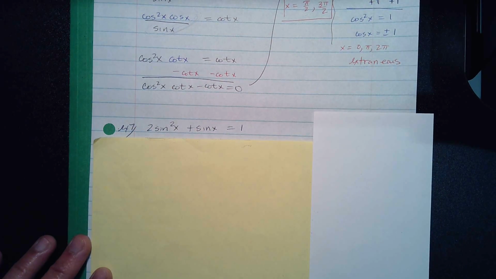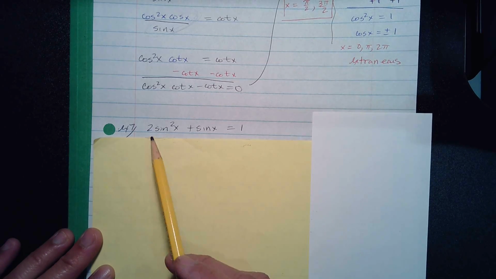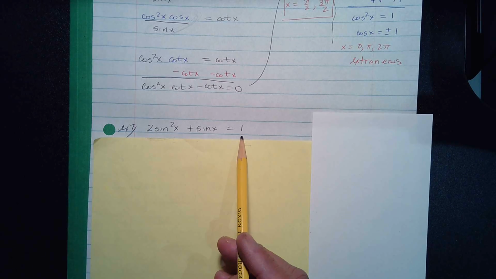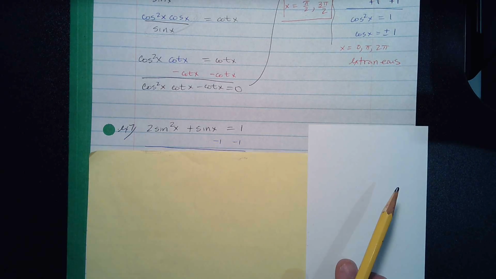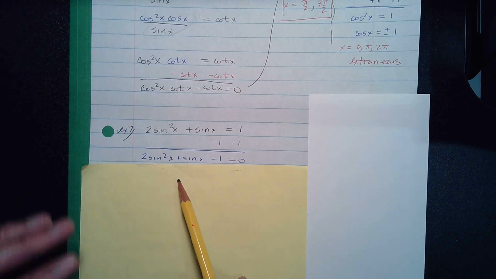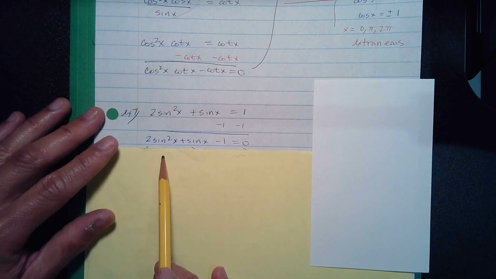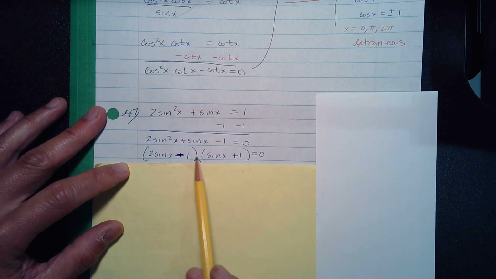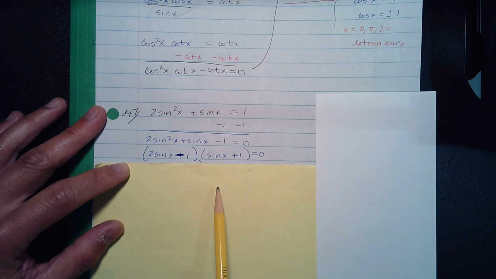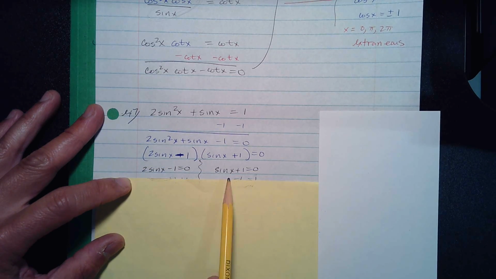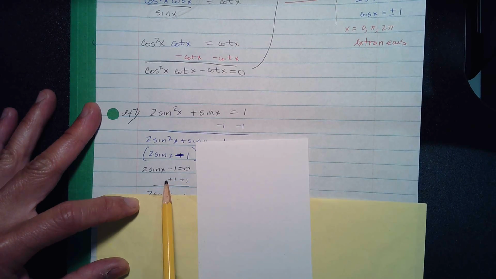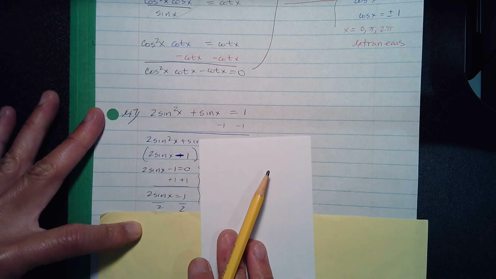Example 7, again, solve. I notice we have a quadratic term, a linear term, and a constant. Well, subtract 1 from both sides. Here's our quadratic trinomial. We'll factor: 2 sine x minus 1 times the quantity sine x plus 1. Set each factor equal to 0. Add 1 to both sides, divide by 2.